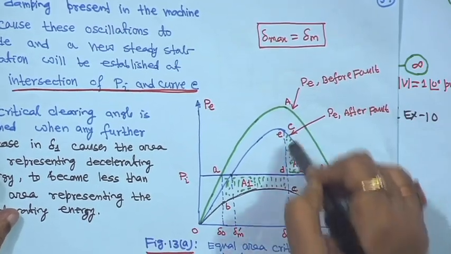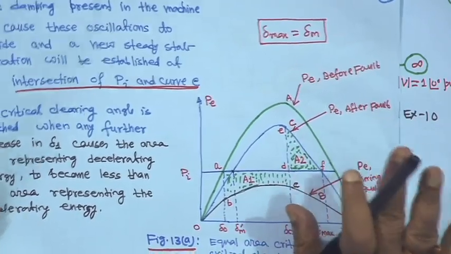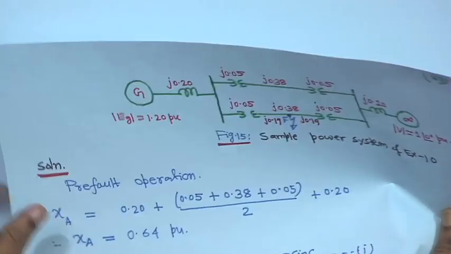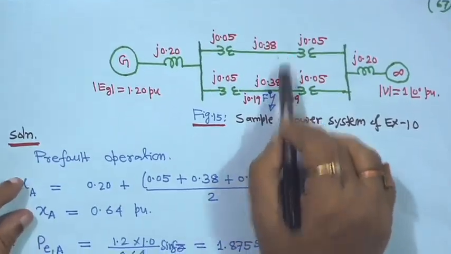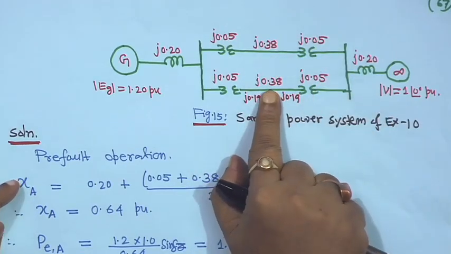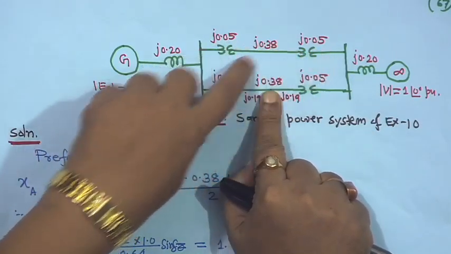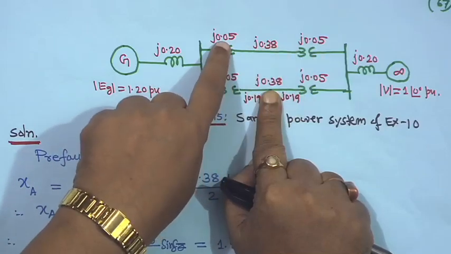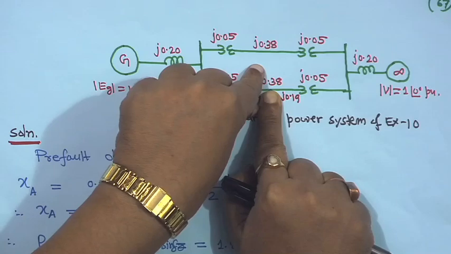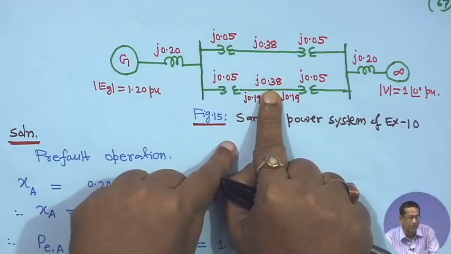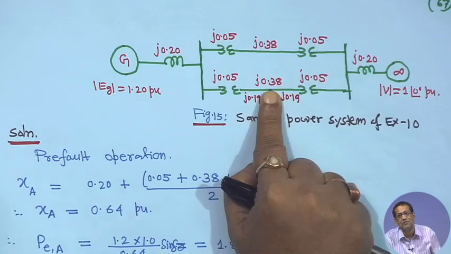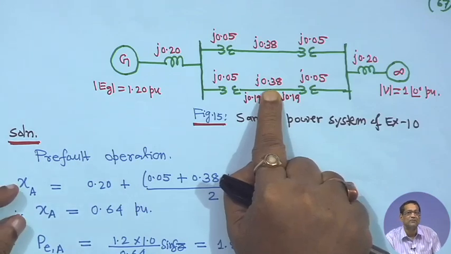So, a, b, c, this way we will do it, then we will not make any mistake. In this case, this is your double circuit, so these two are in parallel. There is no fault, that means it is 0.38 plus 0.1, 0.05, 0.1. So, 0.48 and 0.48, these two are in parallel, so it will be 0.24, and this side 0.2, this side 0.2. So, 0.4 plus 0.24, it will become 0.64 per unit.